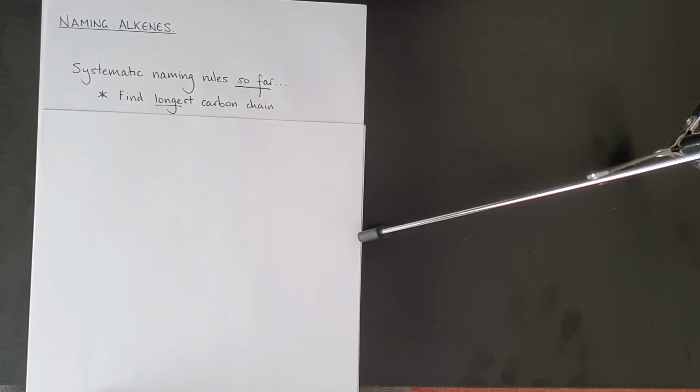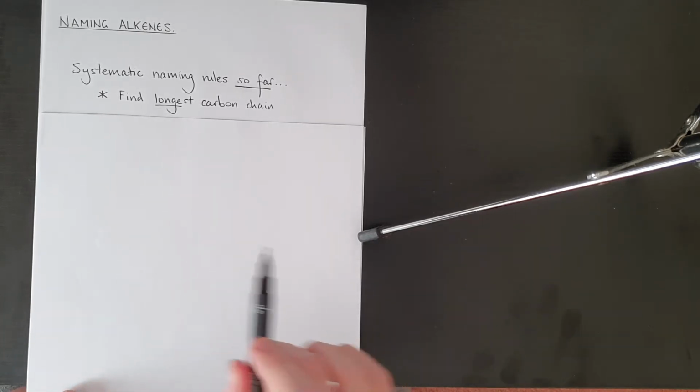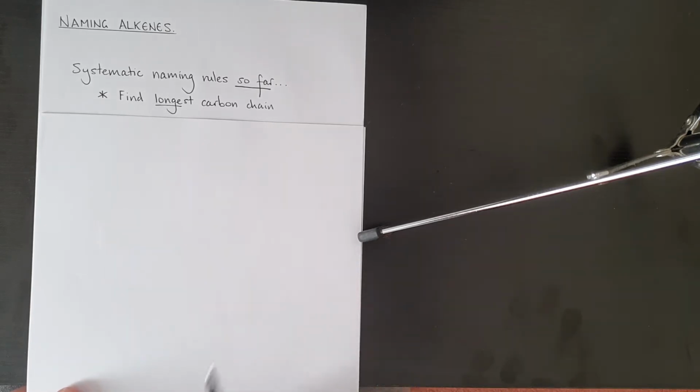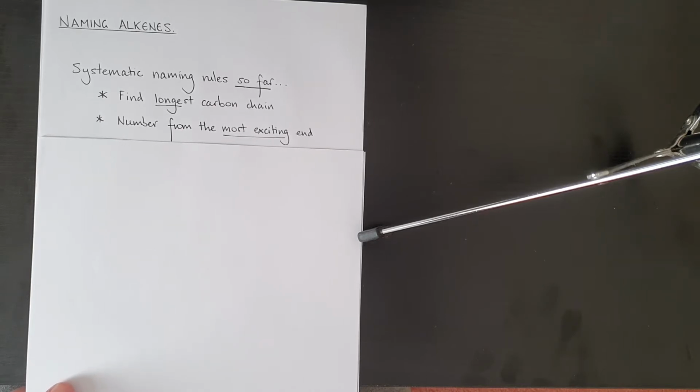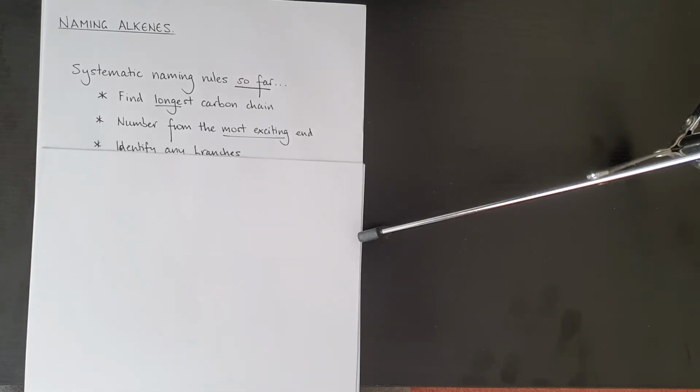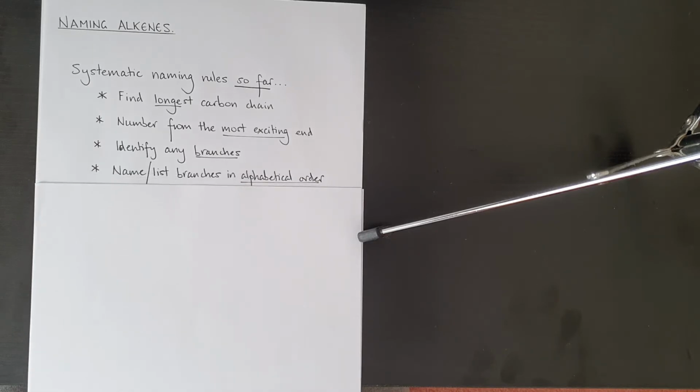first of all, we had to find the longest carbon chain. So that was all carbons all joined on to one another continuously, so you don't need to lift your pen off of the page, with no branches. And then we numbered that chain of carbons starting from what we called the most exciting end. So in previous cases, that was where there were more branches. And then we identified what those branches were by their name based on how many carbons were in them. So we could have methyl branches for one carbon, ethyl branches for two carbons, etc. And then lastly, we would come up with a name systematically based on those findings.